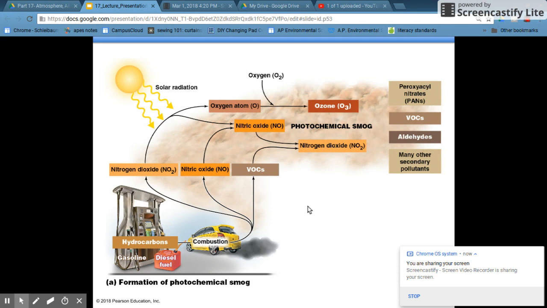You don't need to know it as one big complex diagram. Maybe just remember that when you're combusting fossil fuels, your nitrous oxides and VOCs are given off. They react in the atmosphere with oxygen and with sunlight. And the biggest concern here with photochemical smog is ozone. There are a handful of other things that are also created, but I want you to mainly remember that ozone is the product that you're concerned about here.